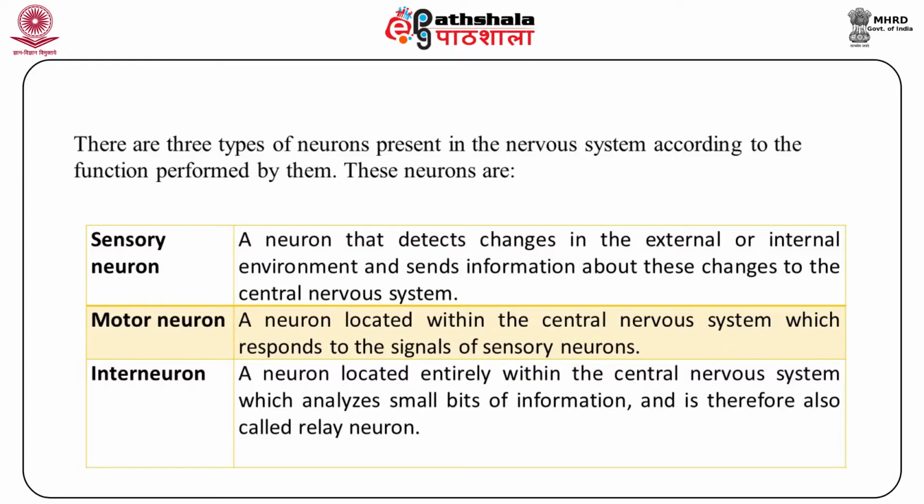There are three types of neurons present in the nervous system according to the function performed by them. These neurons are sensory neurons. These are those neurons that detect changes in the external or internal environment and send information about these changes to the central nervous system. A motor neuron is located within the central nervous system, which responds to the signals of sensory neurons. An interneuron, a neuron located entirely within the central nervous system, analyzes small bits of information and is therefore also called a relay neuron.